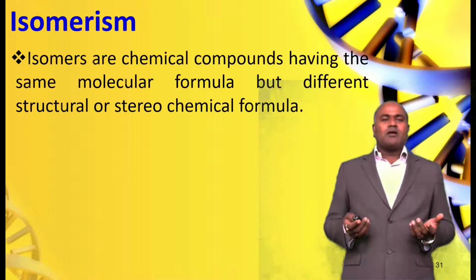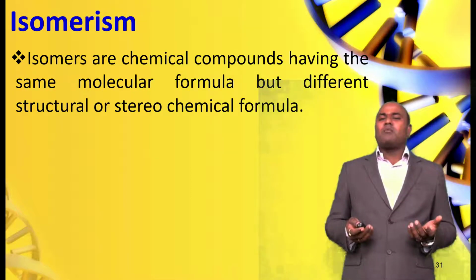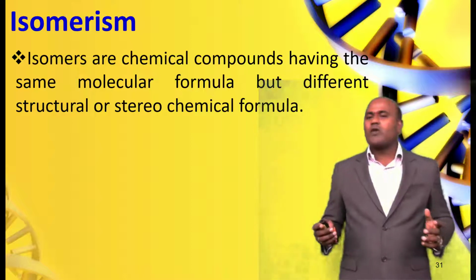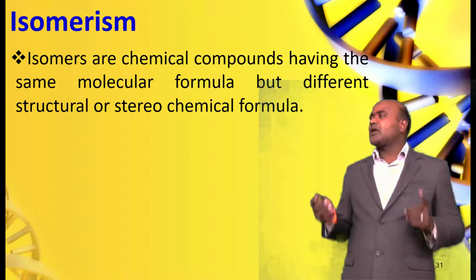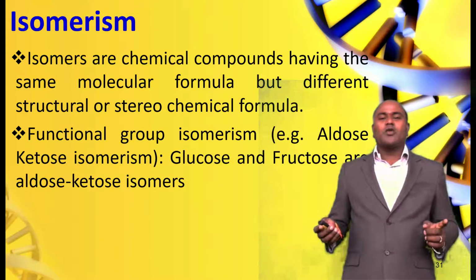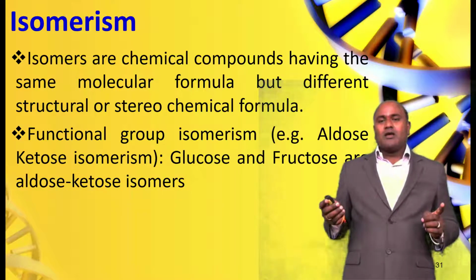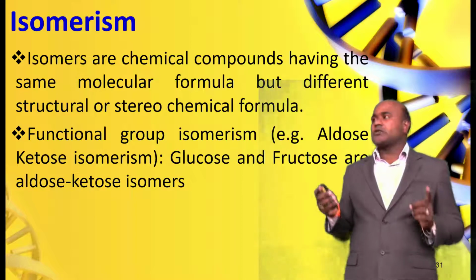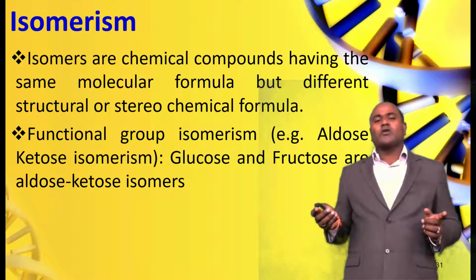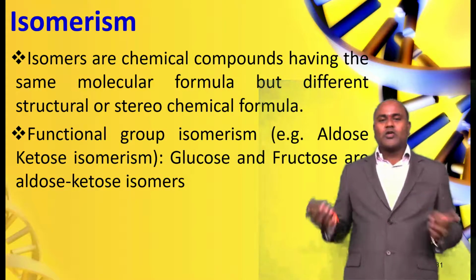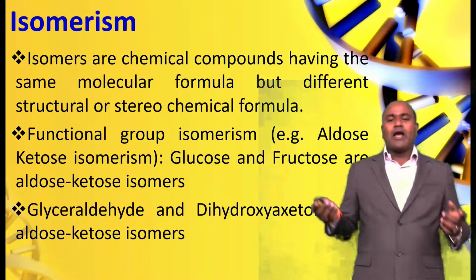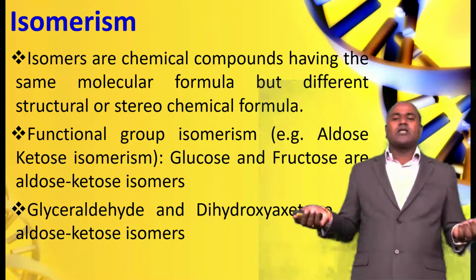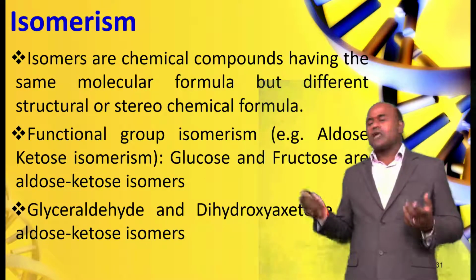Coming to isomerism, isomers are chemical compounds having the same molecular formula but different structural or stereochemical formulas. Functional group isomerism, for example aldose and ketose isomerism: glucose and fructose are aldose-ketose isomers. Glyceraldehyde and dihydroxyacetone are also examples of aldose-ketose isomers.